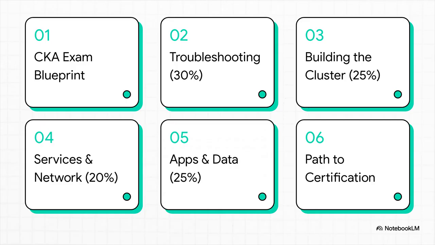All right, here's our game plan. We're not just going to walk through the CKA topics, we're going to dissect them strategically. We'll start with a big picture, the exam blueprint, then dive right into the heaviest hitters first, troubleshooting and cluster building. From there, we'll connect the dots with services and networking, and then wrap up with the heart of any cluster, the apps and the data. By the end, you'll have a crystal clear path to certification.